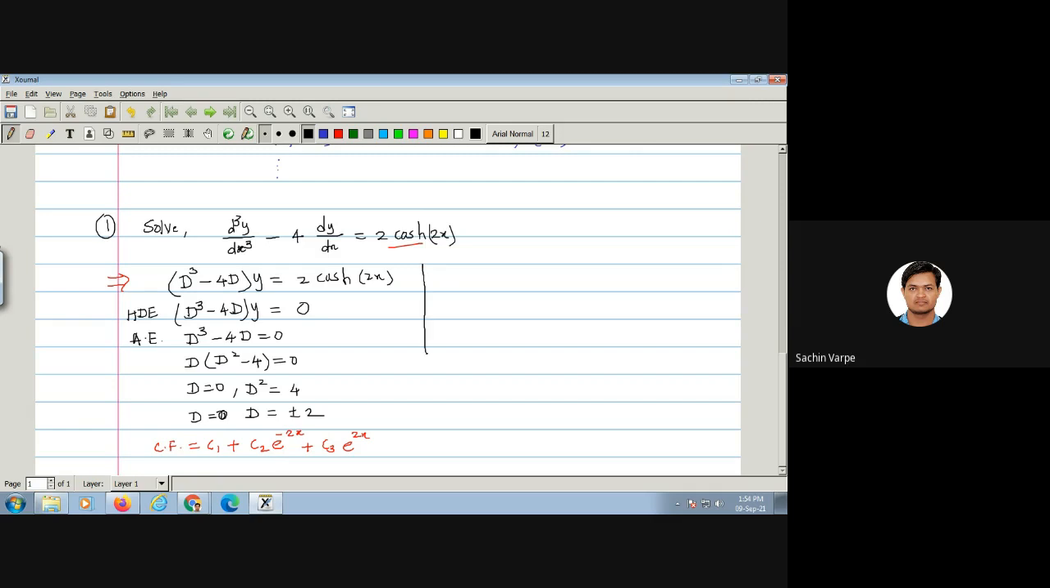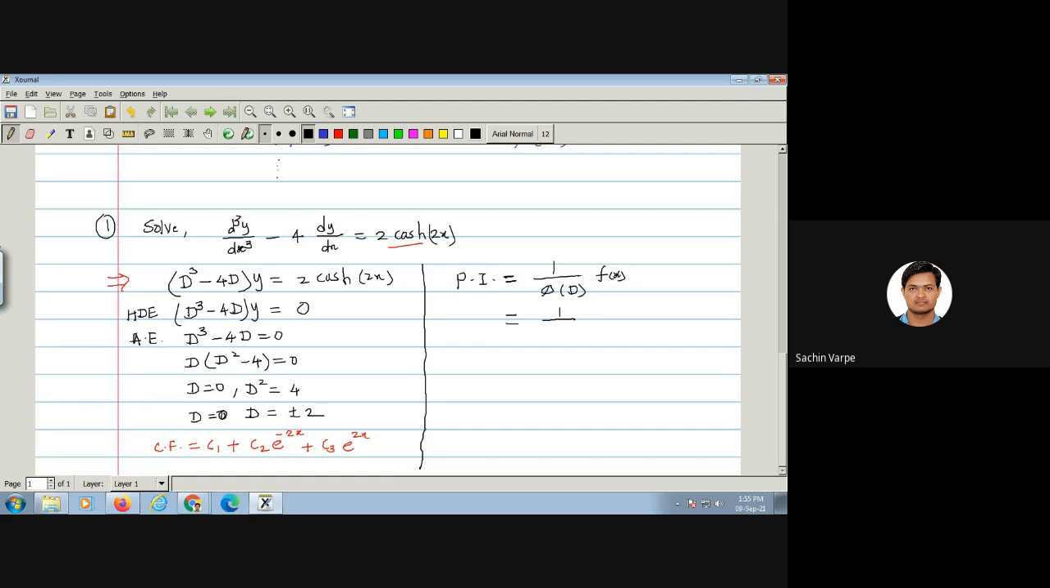Now to get the particular integral, we can even solve this with the help of the general method, because it is general. We can solve any question with the help of the general method. But that is lengthier and integrations are involved, so we are avoiding it as we have the shortcut. But that is not possible for all functions. Here the right hand side function is hyperbolic cos, and we have the shortcut for hyperbolic cos. Therefore, we can directly use that shortcut.